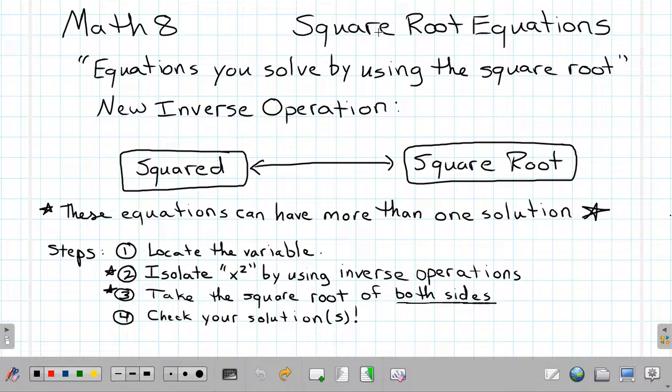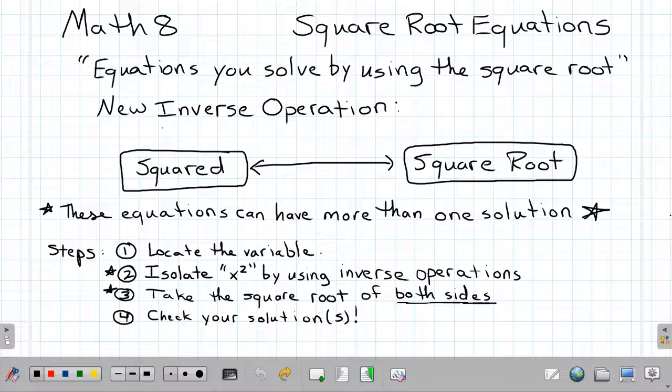So, like I said, in this case, it's kind of a misnomer in terms of square root equations. It's kind of a weird name in that there are no square roots in the equations, but you use square roots to solve these equations. Okay. So with that being said, we do have a new inverse operation we have to talk about.